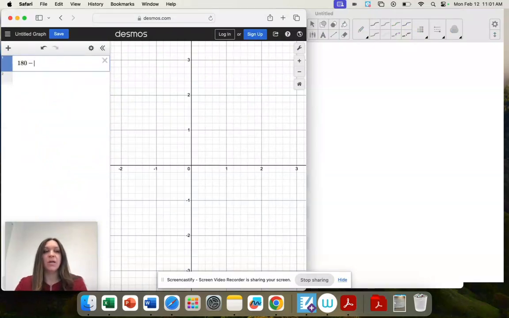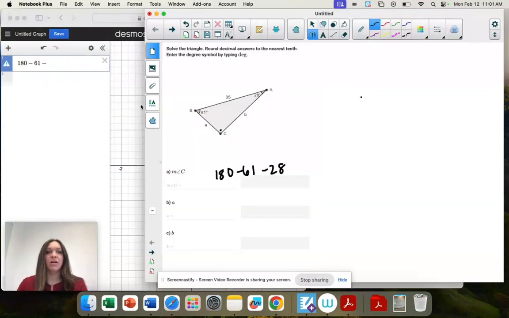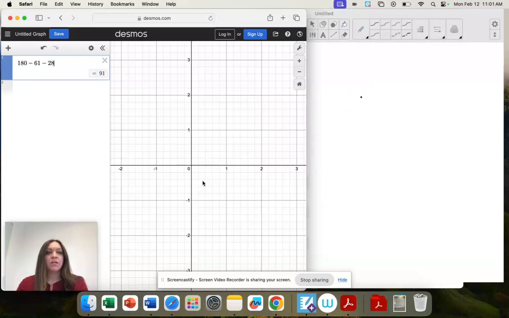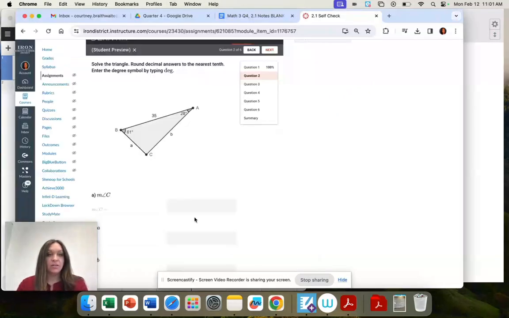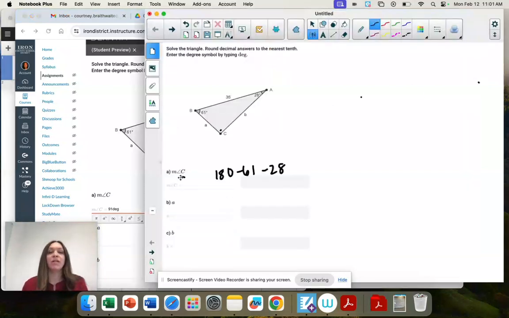So 180 minus 61, then I already forgot, minus 28. So 91 degrees is angle C. So again, close to 90, but we're not working with right triangles. When we're not working with right triangles and we're solving for sides, we're going to use either law of sines or law of cosines. For this one, let's set up law of sines.